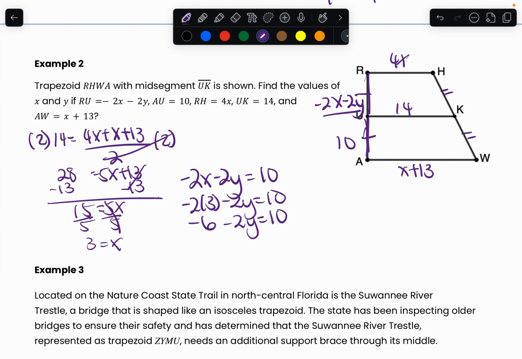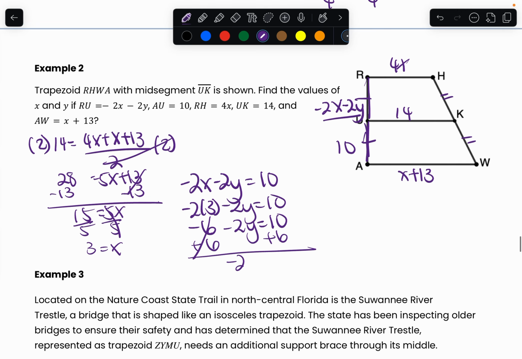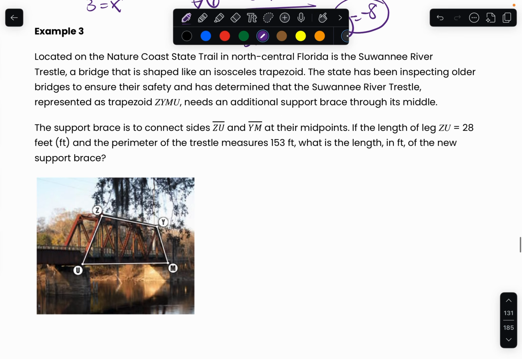I add 6 on both sides. Cancels, gives me negative 2y equals 16. I then divide both sides by negative 2 here. My y will be equal to negative 8. Now let's go to a real world question.